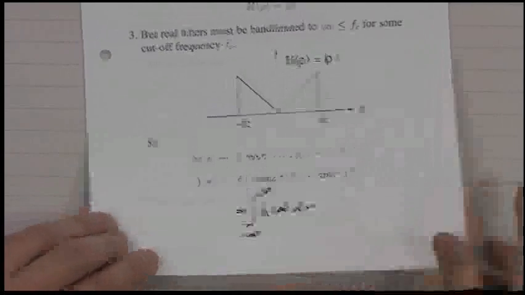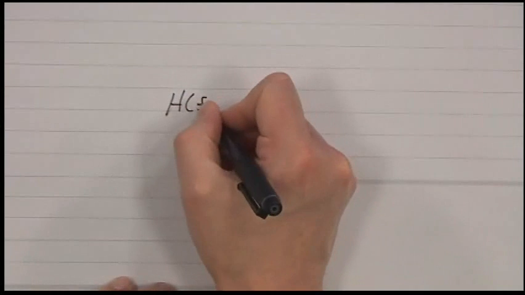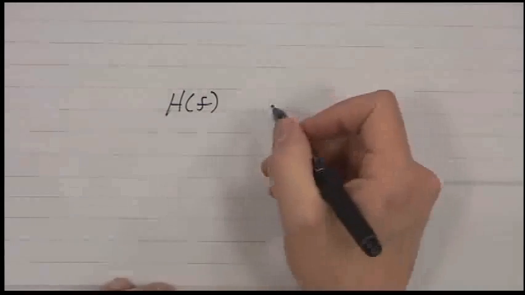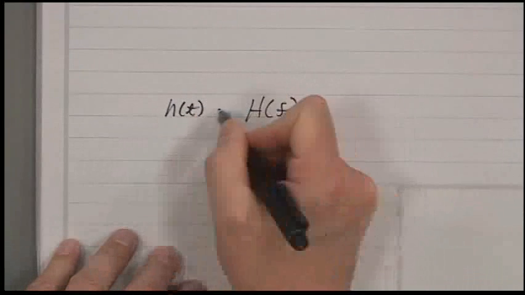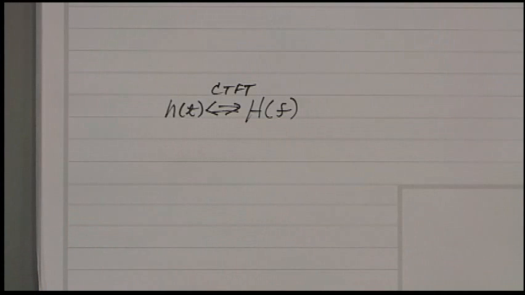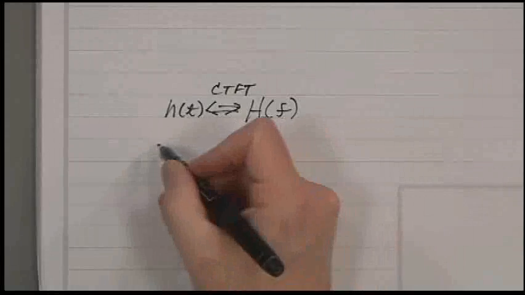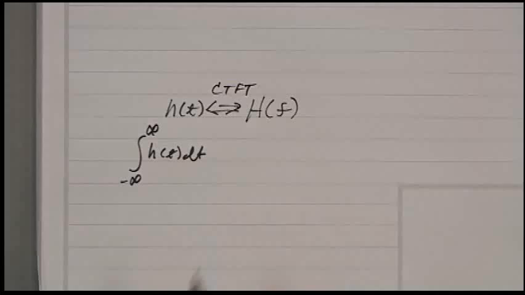Whenever you have the Fourier transform between two things, over here you have, say, h of f, and h of f is the Fourier transform of h of t. So this is the continuous time Fourier transform, right? Then if I ask, what's the integral of h of t dt from minus infinity to infinity? That's the area underneath the kernel, right? So what's the area underneath the kernel going to be?